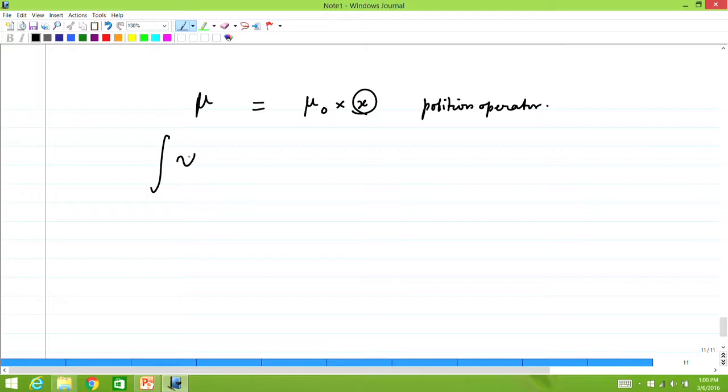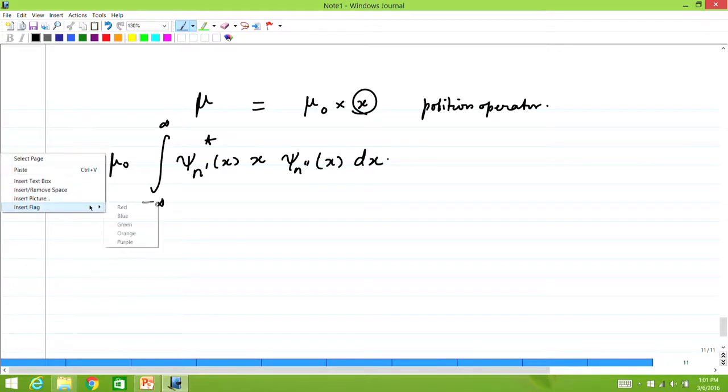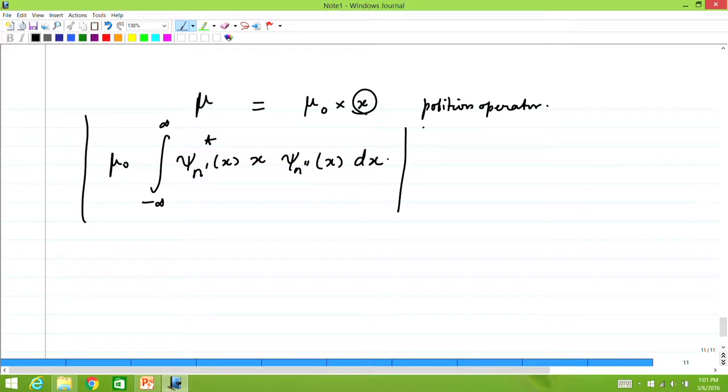The integral that you need to calculate is psi n prime of x from minus infinity to plus infinity star mu naught times x, and then you have psi n double prime x dx. This is what is called the transition probability amplitude, and the absolute square of this is the transition probability per unit time, whatever units that you want to use. But the absolute square is the one which is connected with the actual process of transition between vibrational levels, and therefore it is important, this what is called the matrix element of the dipole moment operator.